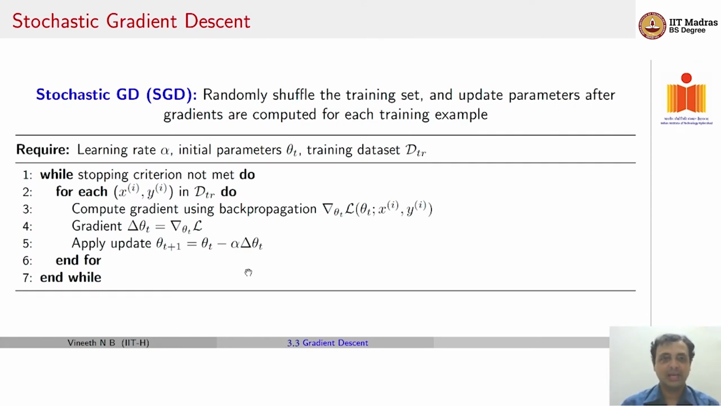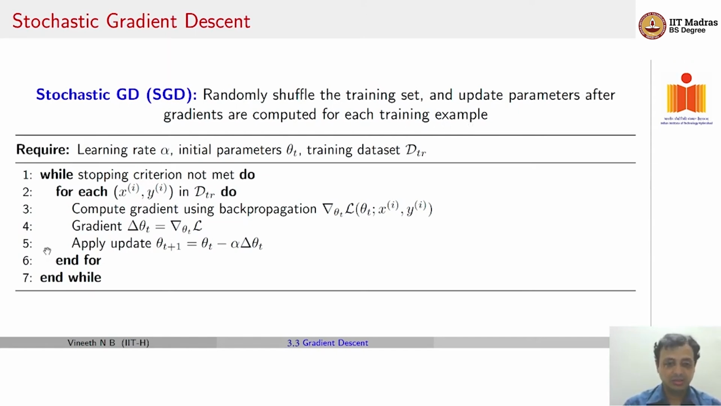Stochastic gradient descent, or SGD, means you randomly shuffle your training data set and update your parameters after gradients are computed for each training example. So you randomly shuffle and pick one data point, forward propagate it, compute the error, compute the gradient, and update all your parameters right away before propagating your next data point. So here is your algorithmic difference with gradient descent.